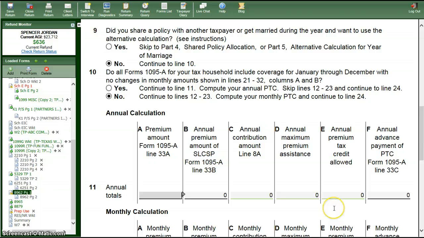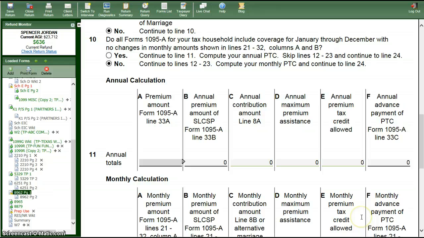What we're seeing is that even though the 1095A has lines filled in for just a part of the year, people are trying to fill in this annual calculation amount. That is incorrect, and the return will reject for that reason. So unless you have a 1095A that is showing the same amount for every month, January through December, you're not going to fill in any information here on line 11. This is left blank.